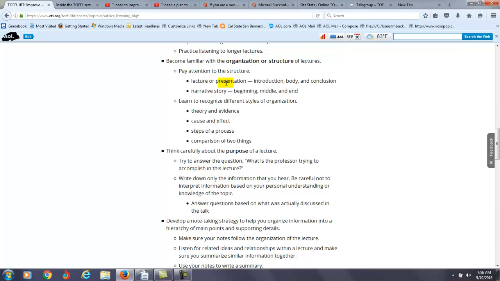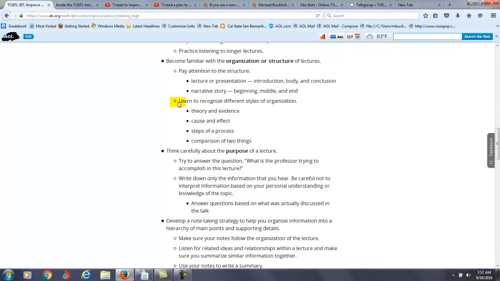Typically, here's what you want to know: a lecture typically has an introduction, a body, and a conclusion. Right? That would be a lecture or presentation on an academic topic. Now, if it's a story or a narrative, then you want to pay attention to the beginning of the story, the middle of the story, and the end of the story. I think in the introduction, that's when you write down what the main point is, or the key idea. You'll hear that near the beginning of the lecture, so that's important. Once you hear the introduction, then you start to get some of the support points for that introduction or for that beginning. You see what I'm saying?